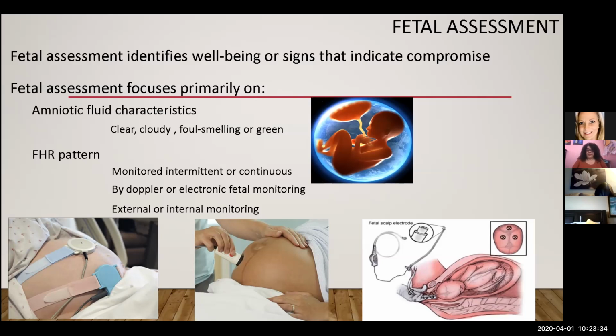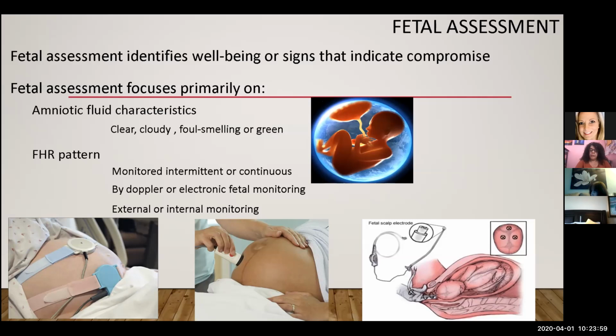Cloudy or foul smelling fluid indicates infection. So we should want to see clear fluid. Green fluid, remember we talked about that first meconium, that first time the fetus passes meconium inside the uterus, that green fluid signifies meconium. It means that the baby has already had his or her first stool inside the uterus.